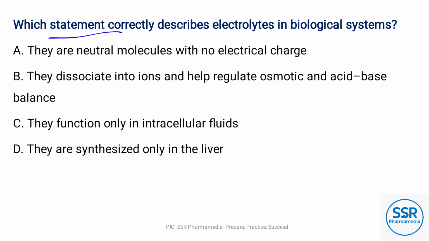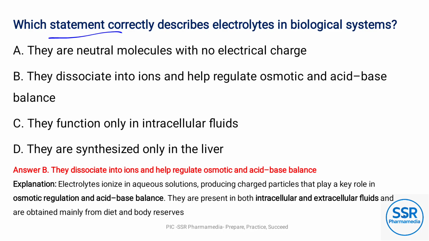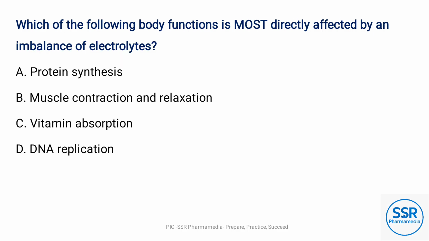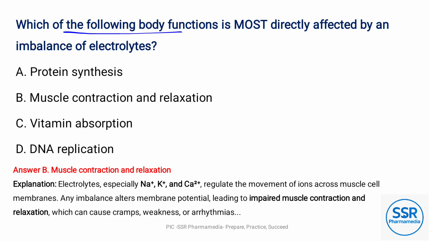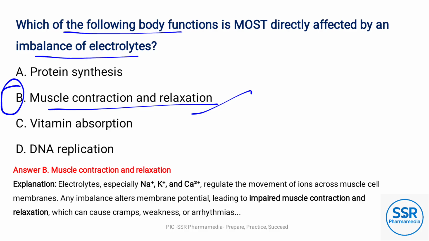Which statement correctly describes electrolytes in a biological system? Option B, they dissociate into ions and help regulate osmotic and acid base balance. Which of the following body functions is most directly affected by an imbalance of electrolytes? Option B, muscle contraction and relaxation. This is mostly affected due to electrolyte imbalances.